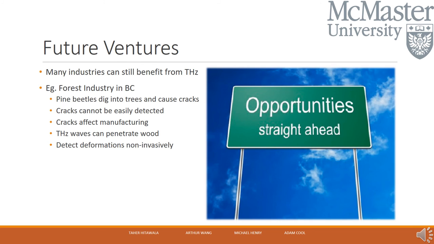So, because the spectrum still has yet to be used regularly in practice, many industries can still benefit greatly by putting them into use. For example, in British Columbia, the pine beetles cause a lot of cracks inside trees that would later be used for lumber. Because these cracks couldn't be non-invasively inspected for before, many times manufacturing costs increase because these unexpected cracks show up when the wood is already cut into its specified dimensions.